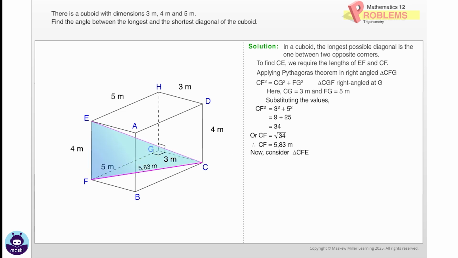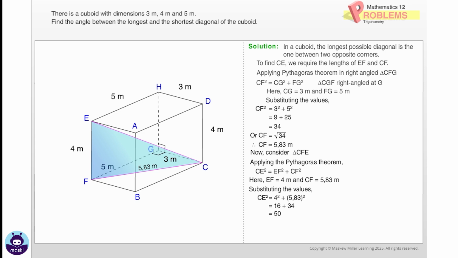Now, consider triangle CFE. We apply the Pythagoras theorem to find CE. CE square equals EF square plus CF square. Here, EF equals 4 meters and CF equals 5.83 meters. Substituting the values, CE equals root 50. Therefore, CE equals 7.07 meters.